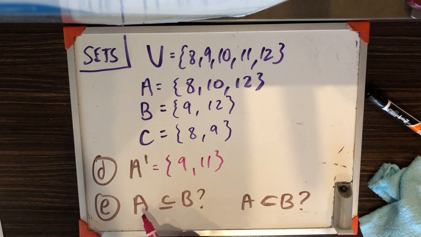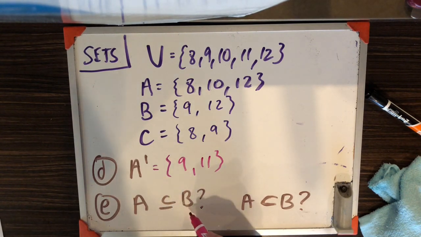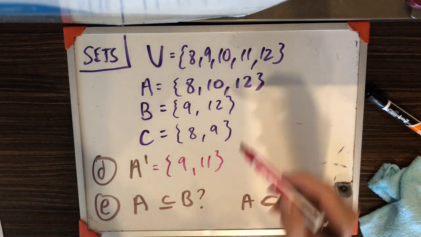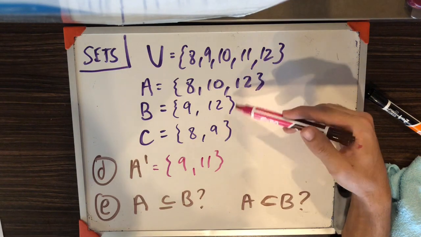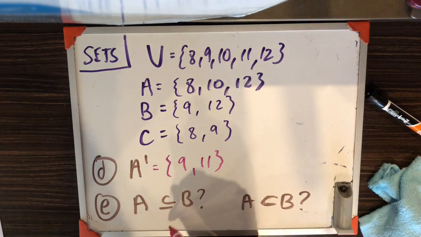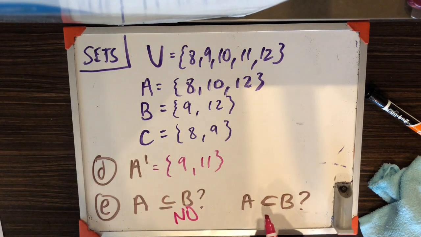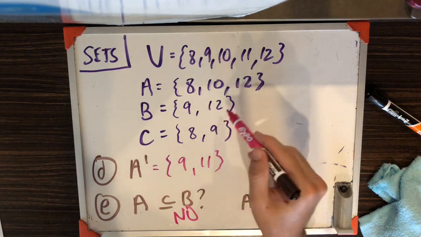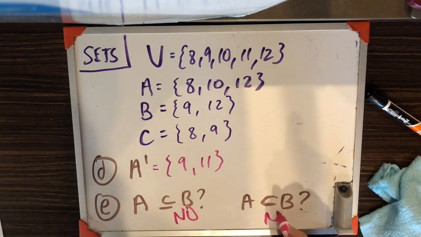Considering E, E says A is a subset of B, okay? A is a subset of B. Well, not all of A is found in B, so this would be a no. Is A a proper subset of B, okay? Now it'd still be a no, right? 8, 10, 12, nothing is in B, so this would still be a no, okay?